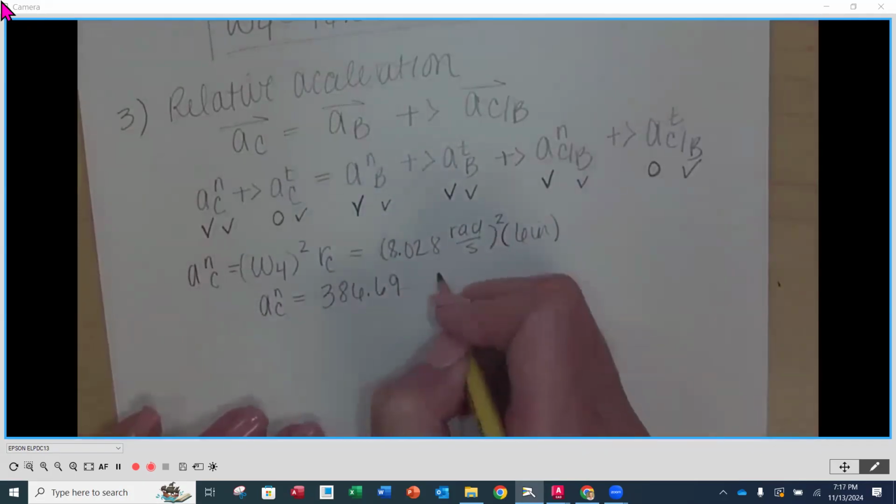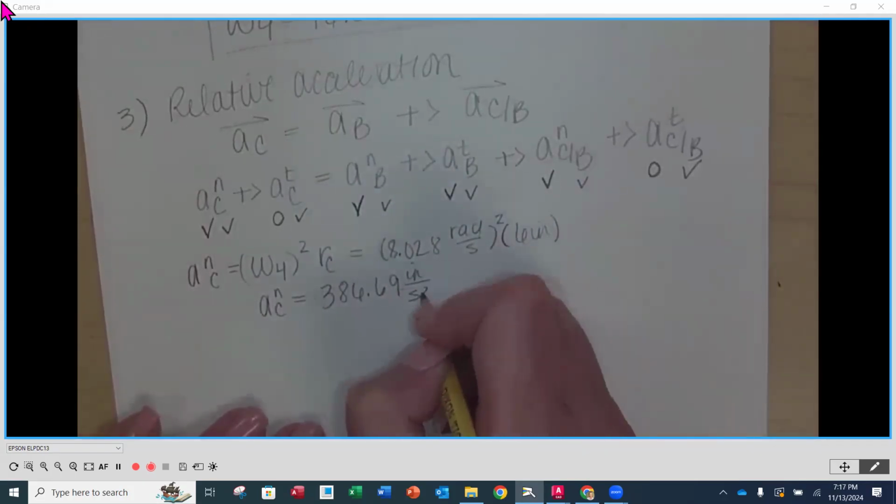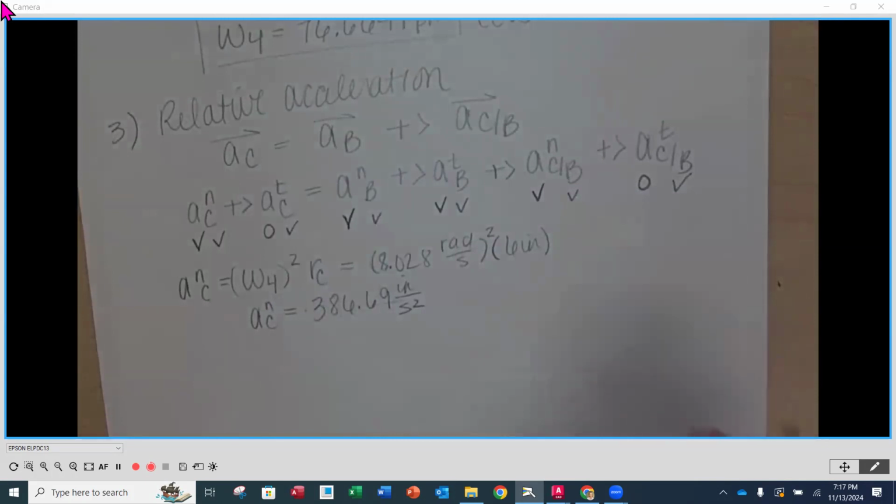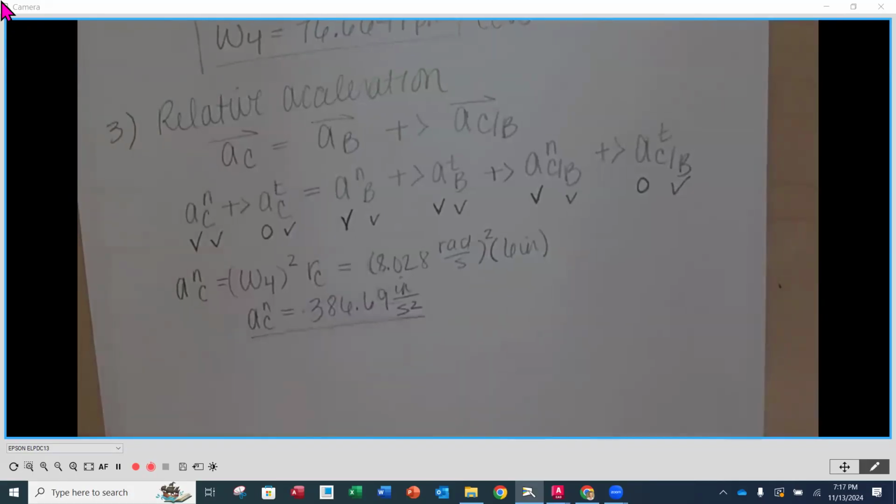386.69. Does that sound better? Inches per second squared. Yeah, don't forget to square that value. Otherwise, your answer is going to be very different. So if you end up with not right answers, make sure you did your squares where you were supposed to. It's so easy to forget. So I'm just going to put a line in right there. That's my first magnitude, so we've got that confirmed.